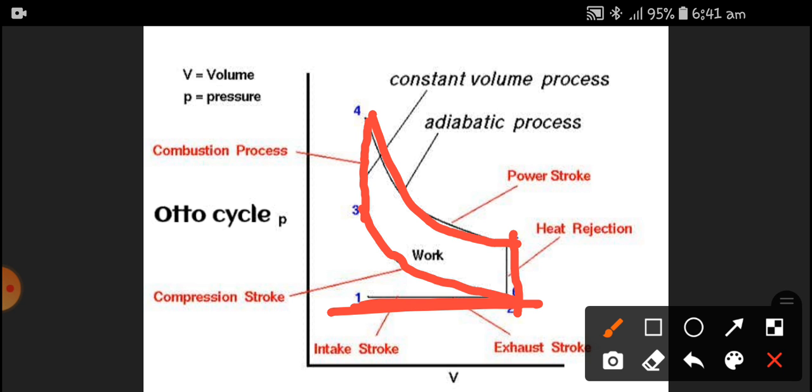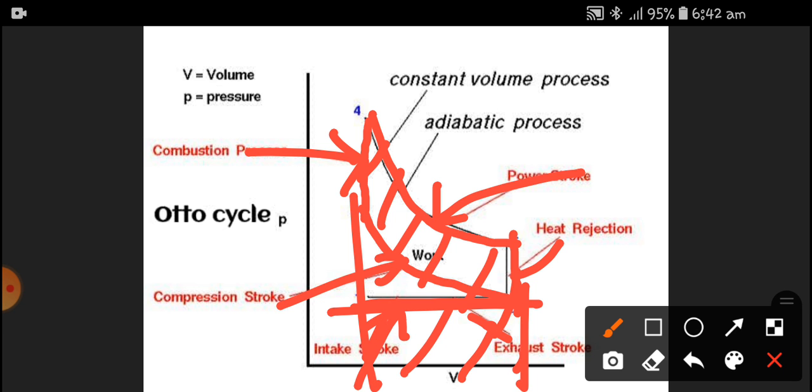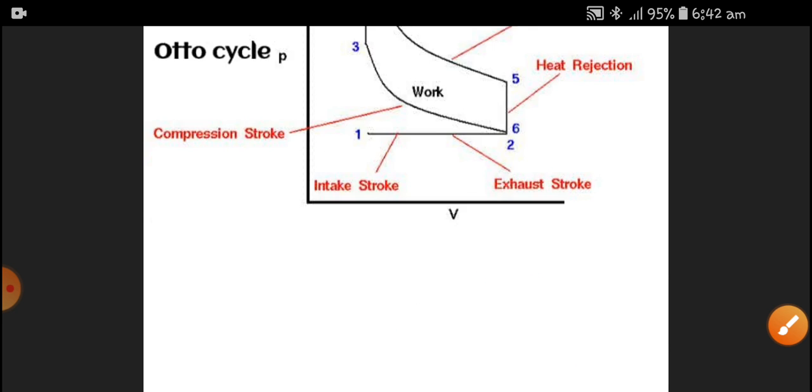So here this is an intake stroke, compression stroke, combustion stroke, this is the power stroke, and this is heat rejection and the exhaust stroke. So this is a constant volume cycle. The area under the PV diagram is called work done. So the area under the PV diagram is called the work done of the process.